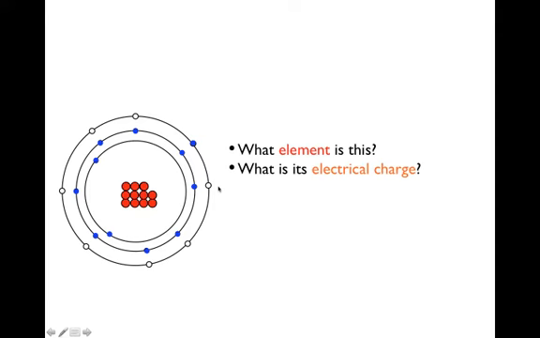Next question, what's the electrical charge? Well, it has 11 positive charges. It has 11 protons. And if you look at the way that I've drawn it right now, it also has 11 electrons, so 11 blue dots here. So 11 positive charges, 11 negative charges. The way that this sodium atom is currently drawn is that this atom is electrically neutral.